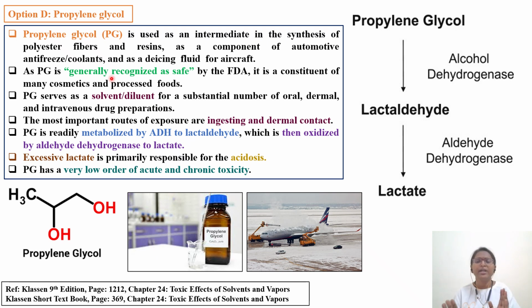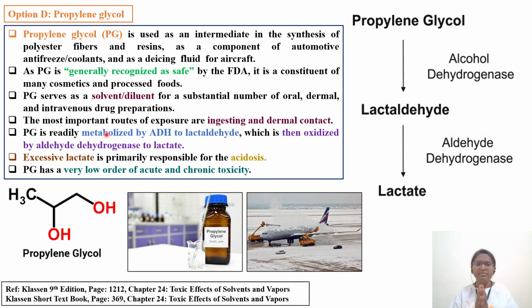Propylene glycol is also generally regarded as safe, so it is not an unintentional food additive. It is a declared food additive by the GRAS. It is a constituent of many cosmetics and processed foods, since it is very safe to use. And what is the main purpose? It is used as a solvent and diluent for a substantial number of oral, dermal, and IV drug preparations. It is used as an excipient in the preparation of pharmaceutical preparations.